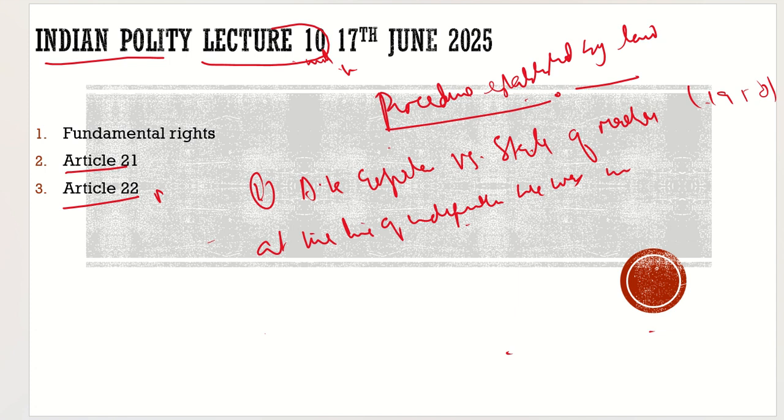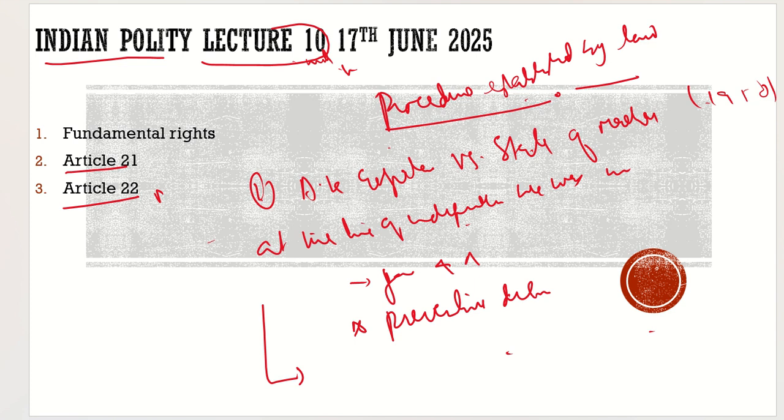Once he was freed, he was arrested again many times. He was freed and arrested again. On what charges? On preventive detention, that we will try to understand in Article 22. He was freed and again arrested, and freed, again arrested. So he got frustrated and reached the Supreme Court, and he told the Court that, sir, this is very wrong. This preventive detention law is very wrong, and it is violating my fundamental right.